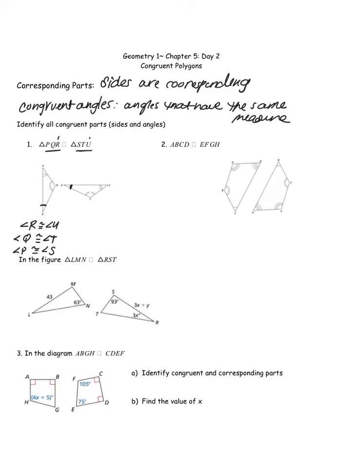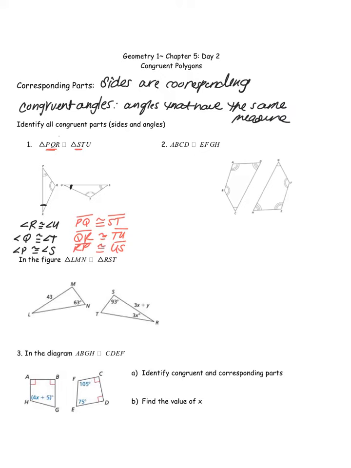Then our sides. To do our sides, what we have to do is look at our ordering here. So side PQ is congruent to ST. So you see how they're in order. So then QR would be congruent to TU, and then RP is congruent to US. So you just use the letters that they tell you, and that's how you put them in order.